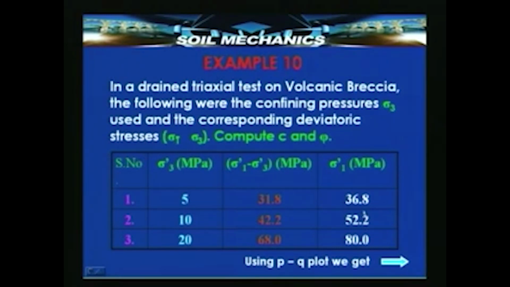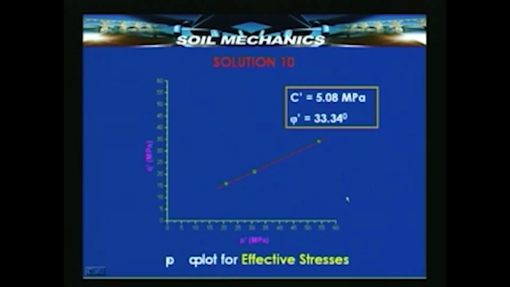So, if sigma 3 dash is 5, 10 and 20 megapascals, deviatoric stresses are 31.8, 42.2 and 68 megapascals, then sigma 1 dash will be 36.8, 52.2 and 80 megapascals. Now, from this data we can calculate P dash and Q dash and get the PQ plot. Since this is a rock sample, we seldom measure pore pressures in a rock sample because it is virtually impossible, and we get a PQ plot therefore in terms of the effective stresses. The PQ plot in terms of effective stresses for this rock gives us a C dash of 5 megapascals and phi dash of 33.34 degrees.